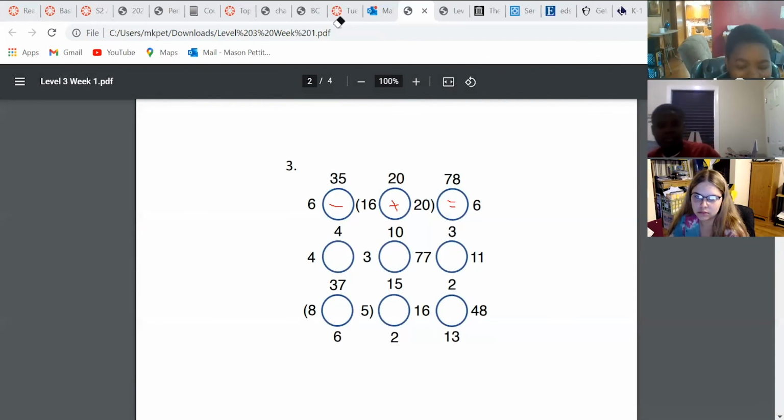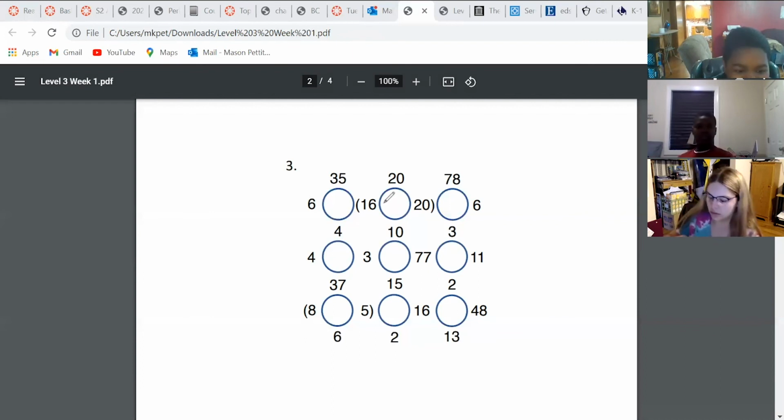Oh, okay. Joshua said something different. So maybe we can try Joshua's approach. So it's 16 plus 20. And we could put the division symbol there, right? And put the equal sign there. Oh, maybe I should indicate there.